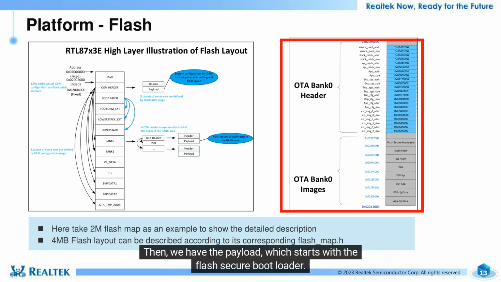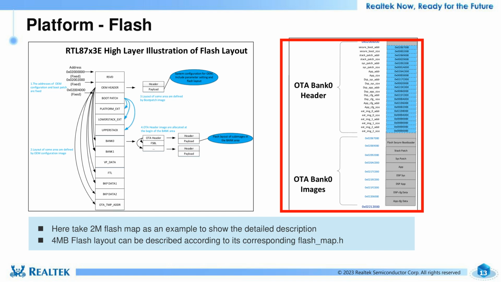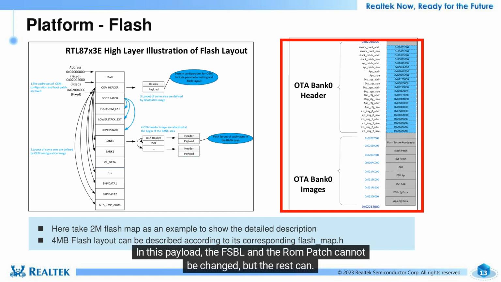Then, we have the payload, which starts with the flash secure bootloader. The details of this payload are also shown on the right, in the OTA bank 0 payload. In this payload, the FSBL and the ROM patch cannot be changed, but the rest can.